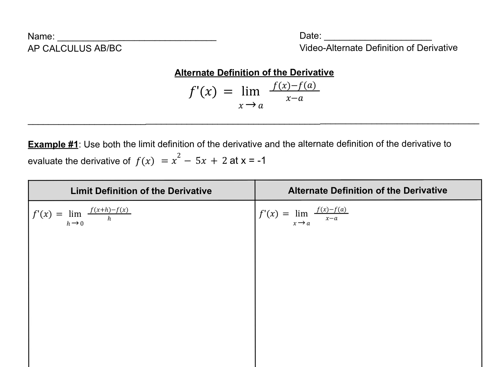Hi everyone. In today's lesson, we're going to talk about an alternate definition of the derivative. So yesterday in class, we discussed the limit definition of the derivative, which is this guy. And today we're going to talk about another definition, which we call the alternate definition, which is this one.